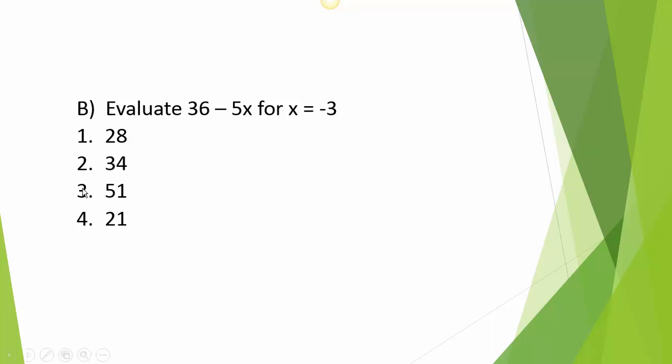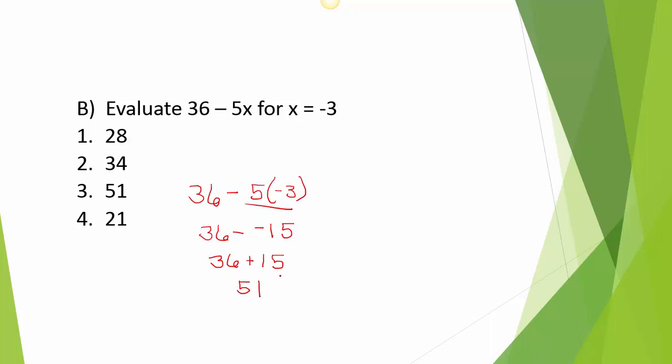Okay, if you came up with 51, you were exactly right. This is 36 minus 5 times -3. Our order of operations says to do multiplication first. So we get 36 minus a -15. And minus a negative is adding a positive, so that would be adding a positive 15. And when I add 36 and 15, I get 51. So 3 is our correct answer.